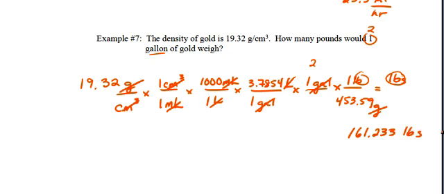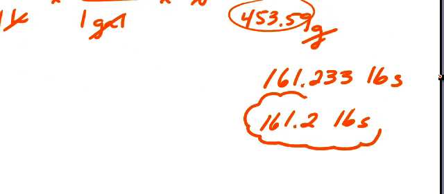161.233 pounds. And if you take a look at our sig figs, we have 4 sig figs here. We have perfect definitions. This is 5 sig figs. This is 5 sig figs. And so we're going to have to go with 4. So it's going to be 161.2 pounds. That's how much a 1 gallon jug of pure gold would weigh.